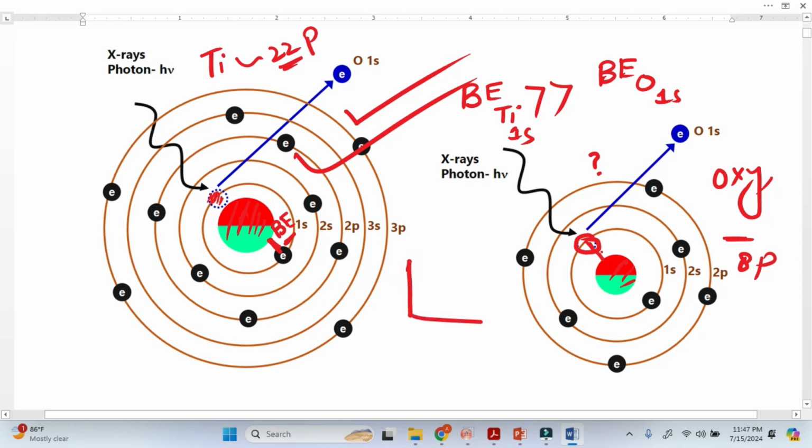In the XPS spectrum here, this is the binding energy, and we know that the binding energy increases from left to right here. This is, let's suppose, 1400 here, and here is 0.